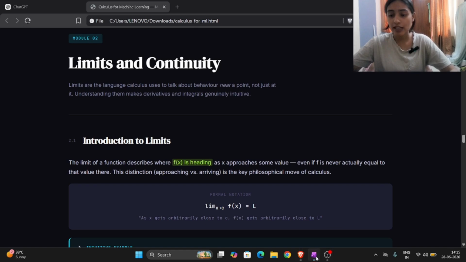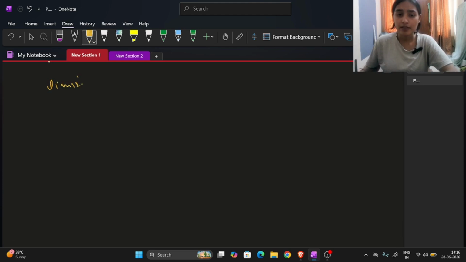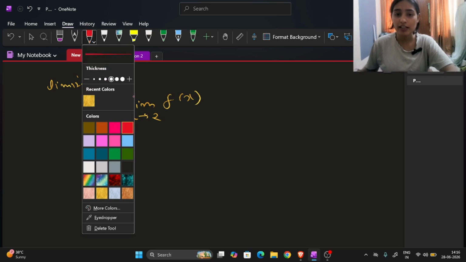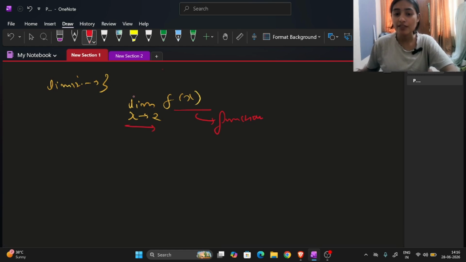Let's understand it in a better way. What is basically the limit? Limit is basically the journey. How do we write a limit? lim x tends to 2, f(x). As we already learned, f(x) is a function, and x tends to 2 means the function has to reach 2.